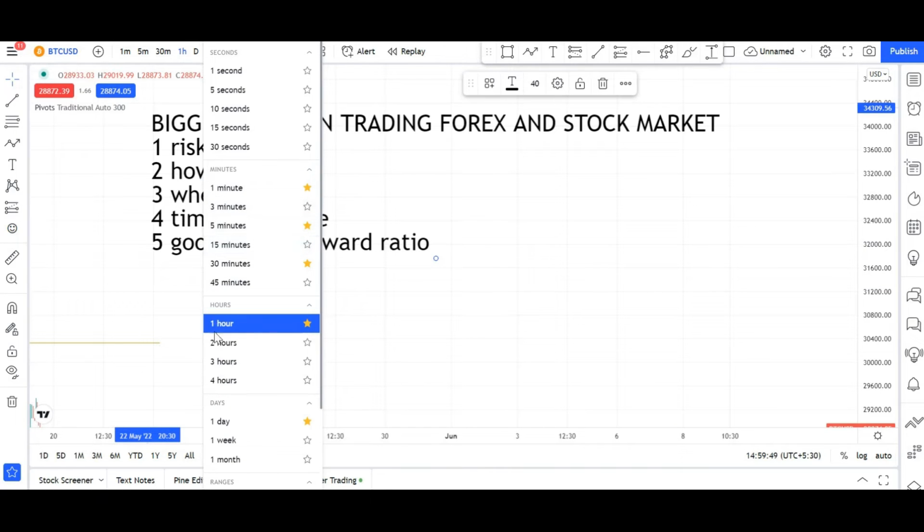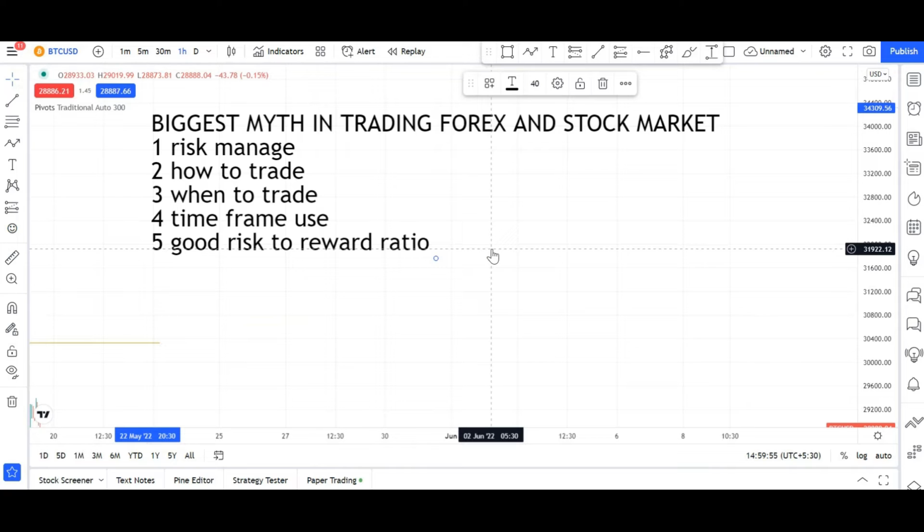So in forex I think 1 hour to 30 minutes is preferable, because this is your beginning and the bigger scenario will give you more clarity. That's why you have to trade on the 1 hour or 30 minutes, and in the stock market you can go for 5 minutes or 15 minutes, which will be preferable for you.